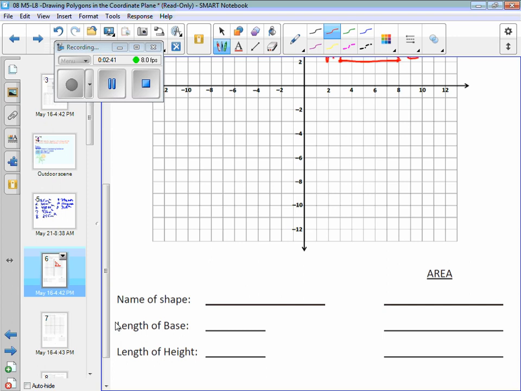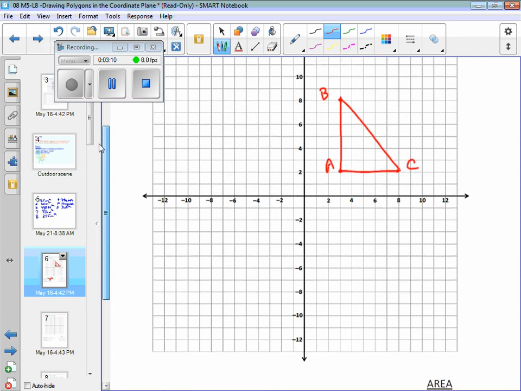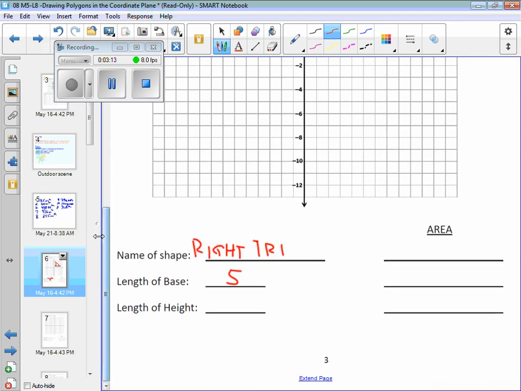Ryan. Don't make the length of the base and height any more complicated than it is. Just count the boxes. Don't even worry about absolute value. Length of base. Looks good. Height. Spencer. 6. Yes.